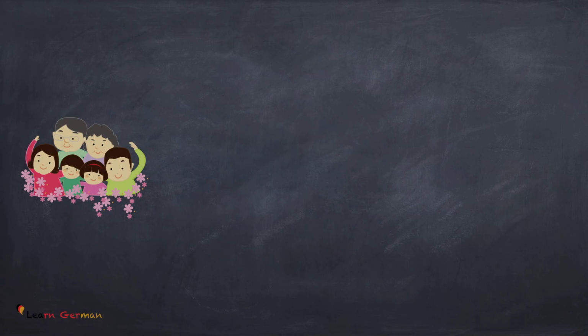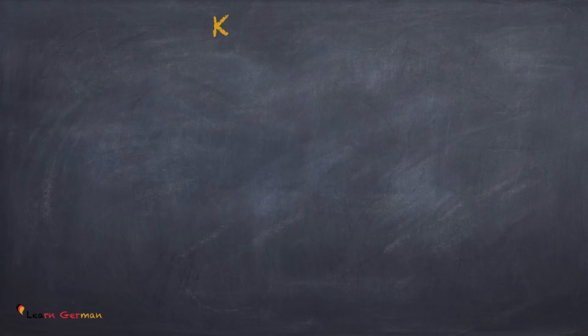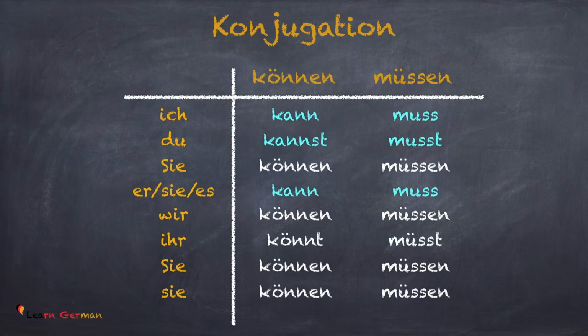Now these were the various situations where you would use können and müssen. While using these verbs, it's very important to also conjugate them correctly. Let's look at their conjugation together.